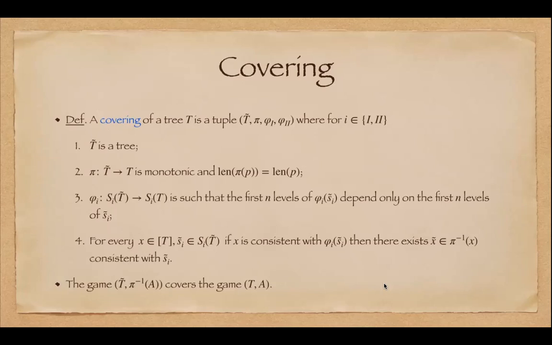And we also say that if we have such a covering and we have a game, so the notion of covering does not involve the winning set. So if we do have a winning set, so now we have a game T and A, I will say that T tilde and the inverse image of A under pi is a game that covers T, A. Okay, so I also say that a game covers another game, not just a tree covers another tree.